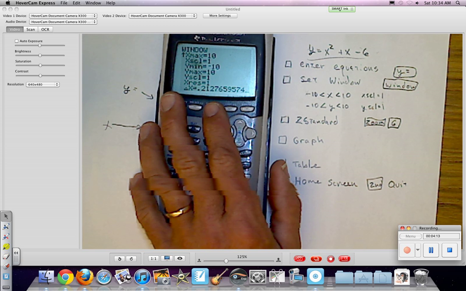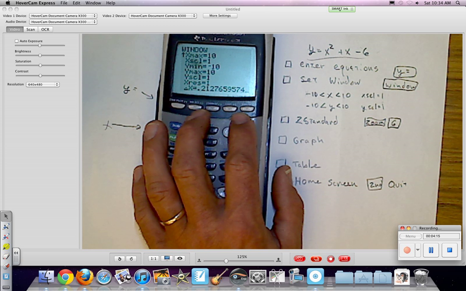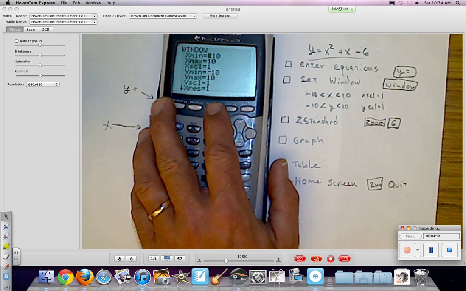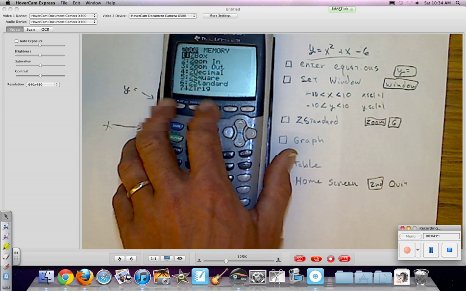Anyway, if you're ever set to anything else and you want to go to zoom standard, this is the same as z standard.